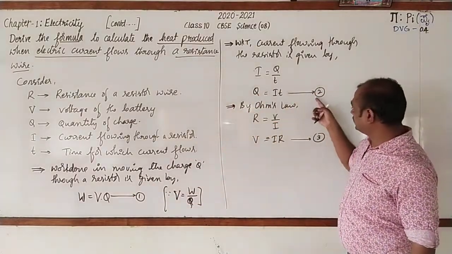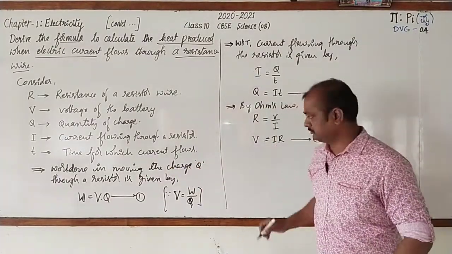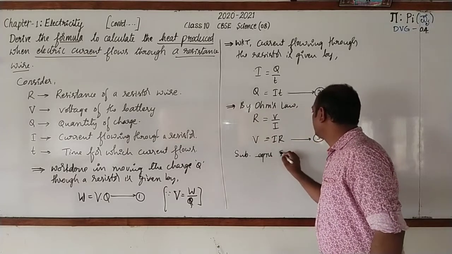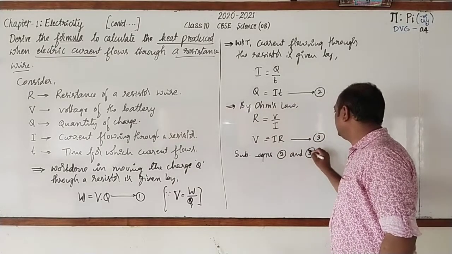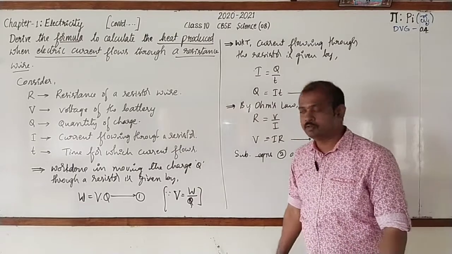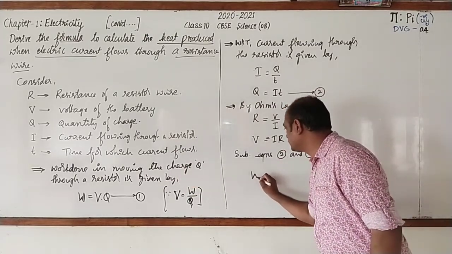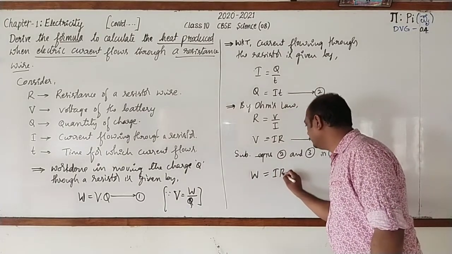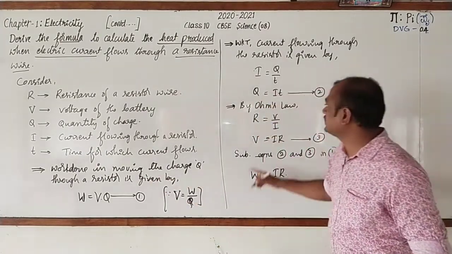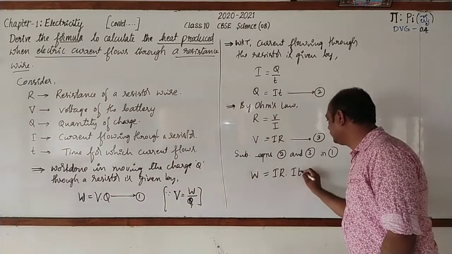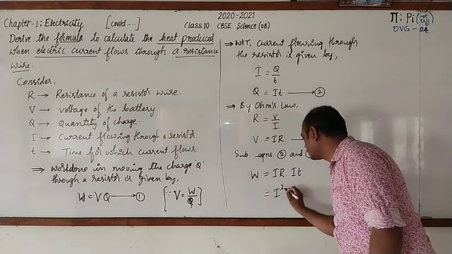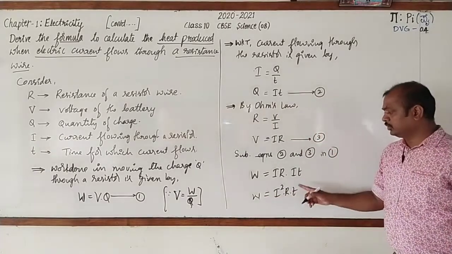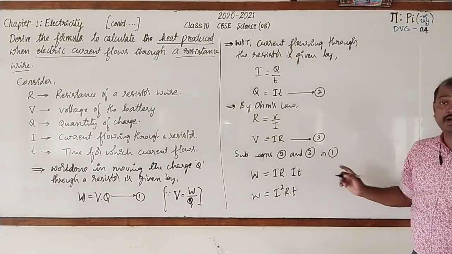Let's go for substituting 2 and 3 in 1. Here I write. Substitute equations 2 and 3 in equation 1. Then W is equal to V into Q. What is V? V is I into R. What is Q? It is I into T. It is equal to I square into R into T. W equal to I square into R into T.